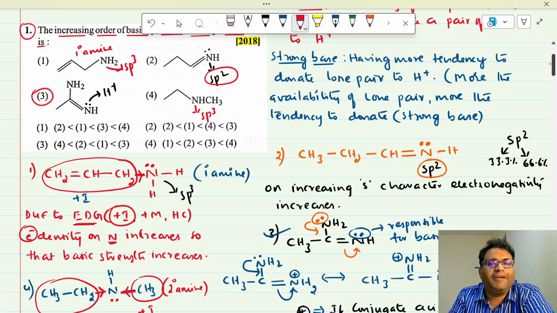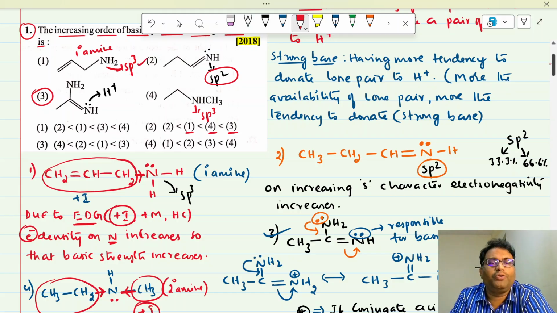So after 3, the next molecule which has more basic strength is the fourth molecule, because you have 2 alkyl groups and the nitrogen is sp3 hybridized. Both CH3 and ethyl groups are pushing electron density towards nitrogen, so the electron density on nitrogen increases. So highest is 3, after that 4, after that 1, because this is sp3 hybridized.